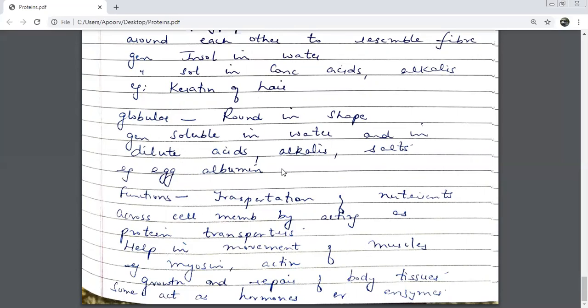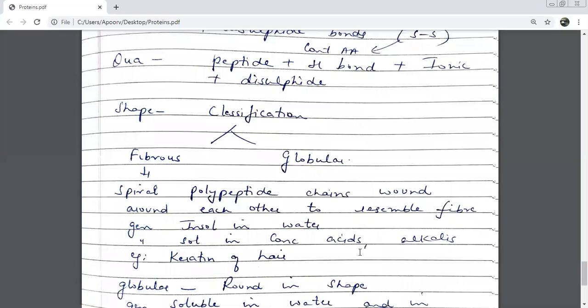What is the example of globular protein? Egg albumin. What example did we do of fibrous protein? Keratin of hair. So functions we know: they help in transportation of nutrients. They act as plant protein transporters. They help in the movement of muscles. You remember myosin and actin. If you have read about these proteins, myosin and actin, they help in the movement of muscles. Proteins help in the growth and repair of the body, and they also act like hormones or enzymes.